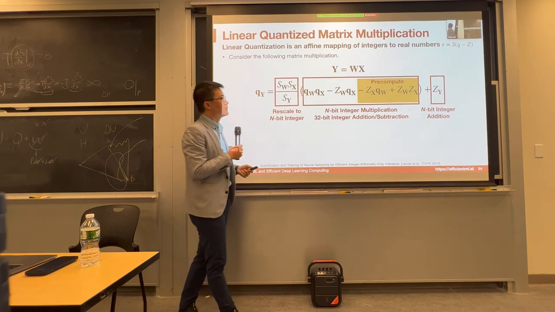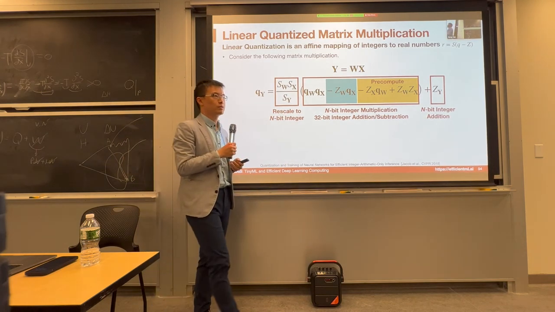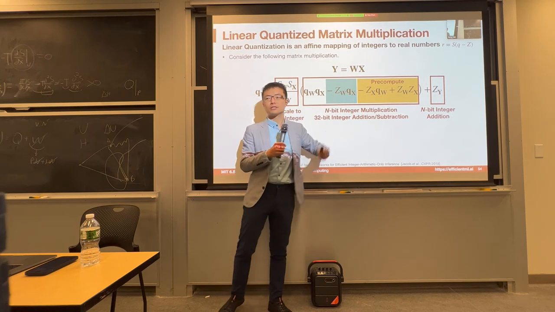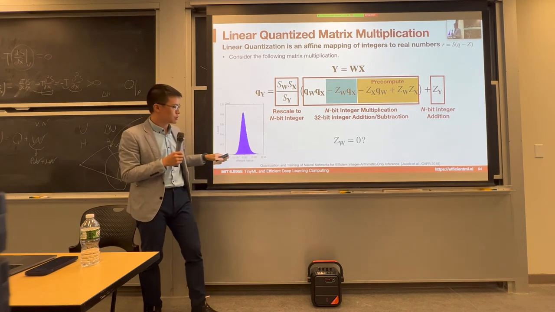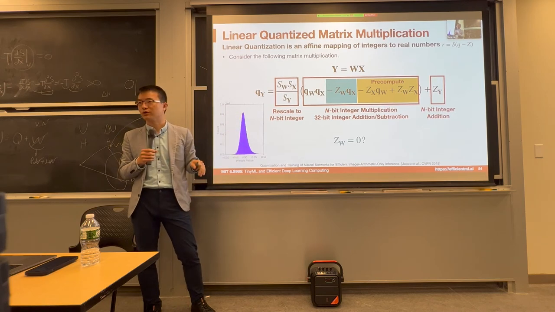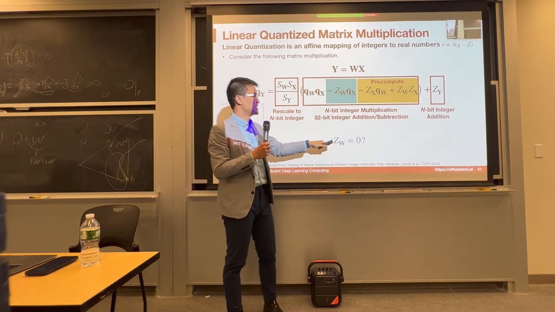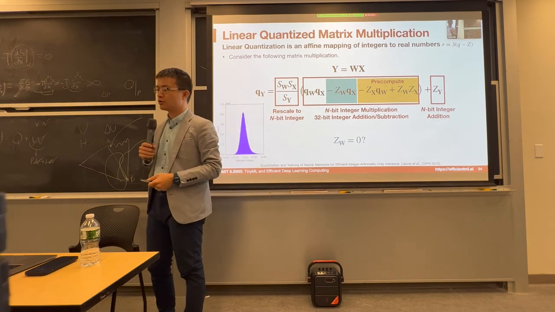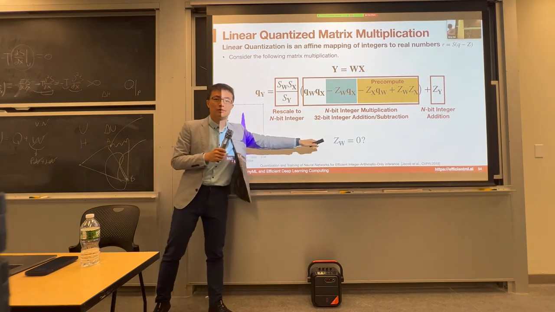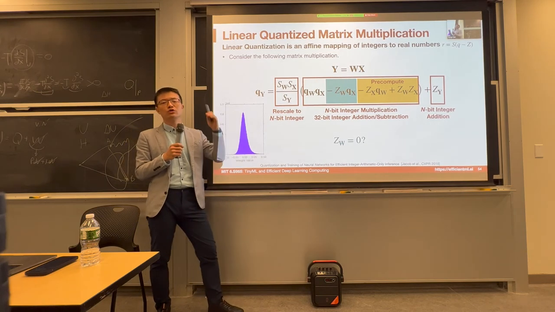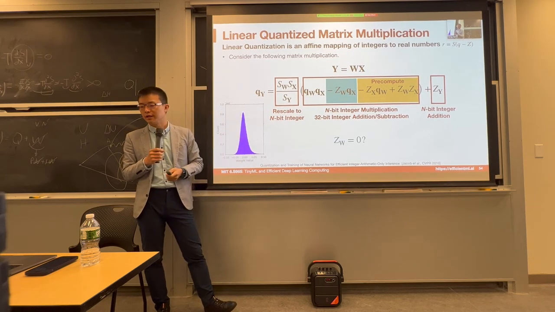So with that, what about this ZW times QX? ZW is the zero point for the weight, and QX is not a constant, therefore we cannot pre-compute that. So how do we eliminate that? We see the distribution of the weight, and usually it forms roughly a normal distribution, where the center is roughly around zero. So during quantization, to make the calculation easier, we just set this ZW to zero, okay? So that we can eliminate this green term, meaning that zero in the quantized value will also be mapped to zero in the floating point value, given the intuition that the weight distribution is roughly symmetrical.